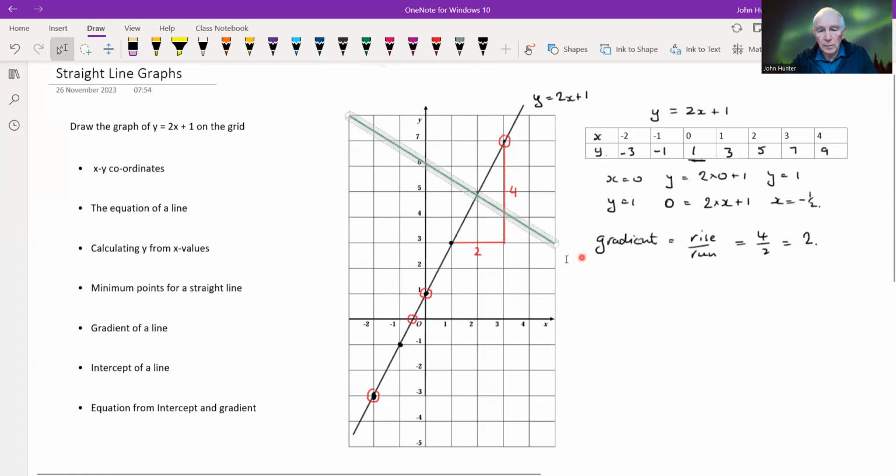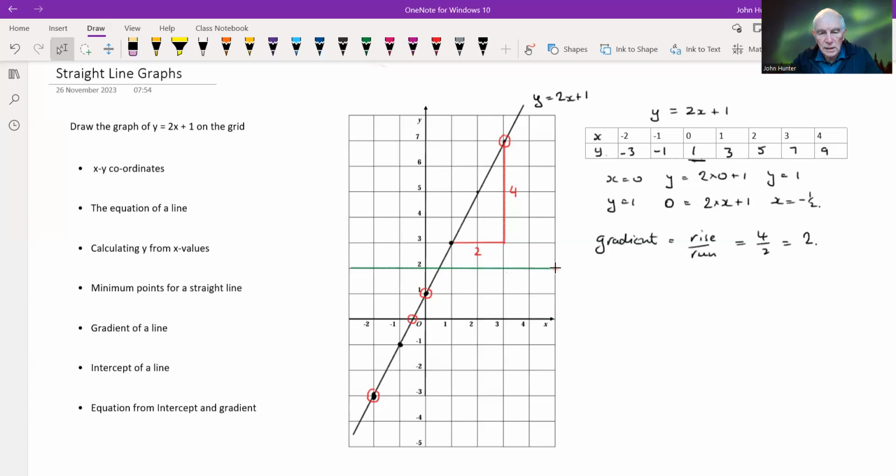If we're coming down like this, then as we go along 8, we're actually coming down by 8. So our rise is actually negative. In that case, the gradient would be a rise of minus 8 over a run of 8, so the gradient would be minus 1. So we've got a whole range of values, but an important thing to remember is that top left to bottom right gives you a negative.